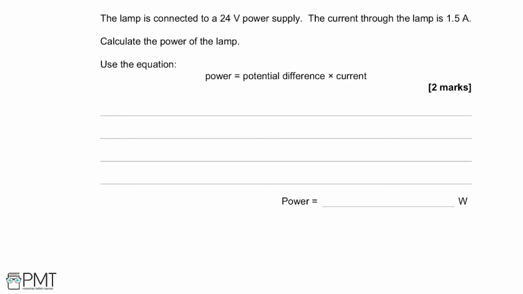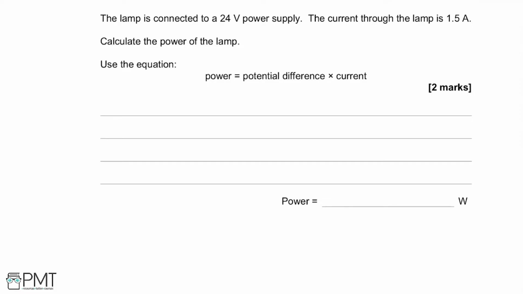For the next part, the lamp is connected to a 24-volt power supply. The current through the lamp is 1.5 amps. Calculate the power of the lamp. Use the equation power equals potential difference times current.